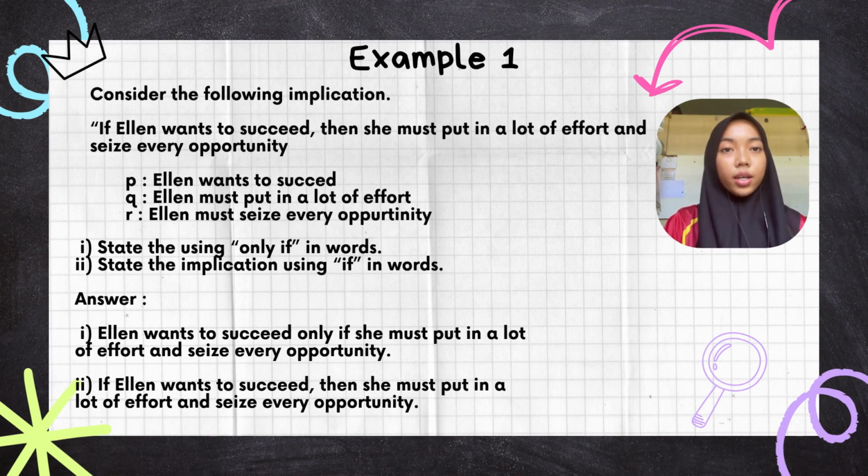Now, we are looking at an example of an implication statement. The statement given is, if Ellen wants to succeed, then she must put in a lot of effort and seize every opportunity. Let's define the simple statements. P: Ellen wants to succeed. Q: Ellen must put in a lot of effort. R: Ellen must seize every opportunity.